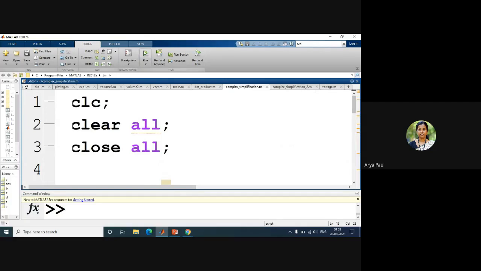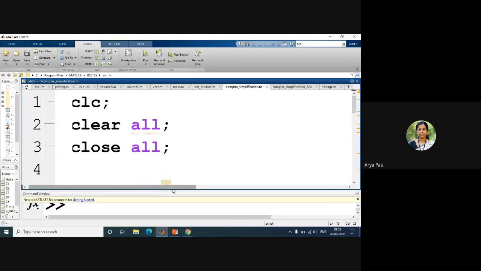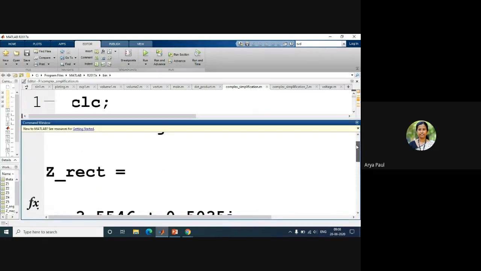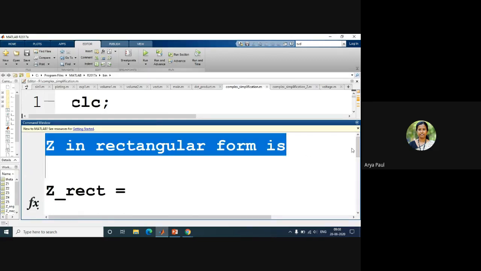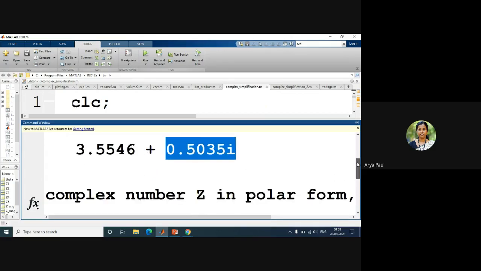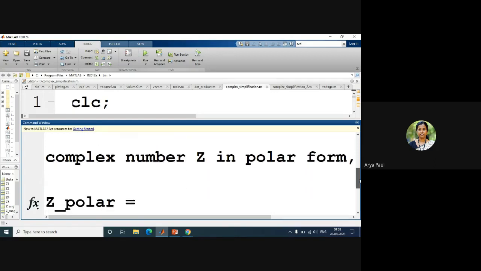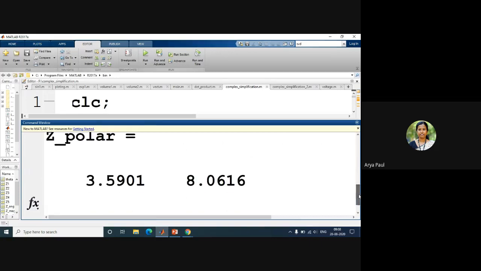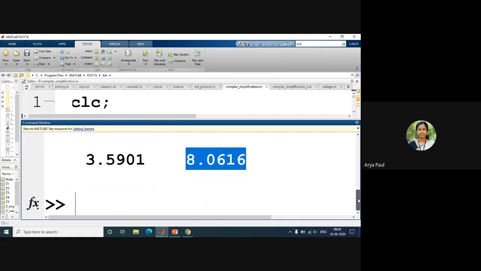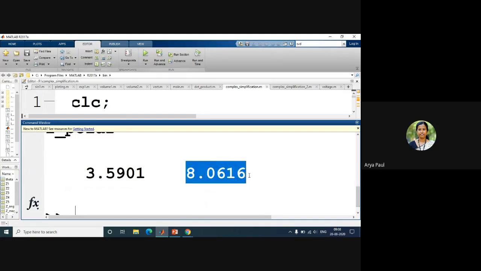Now I am going to run this. When I run this, you get the result in rectangular form as well as in polar form. In rectangular form it is 3.5546 plus 0.50j, where this is the real part and this is the imaginary part. This is in polar form: 3.59 is the magnitude part and this 8 is the angle, which we have converted into degrees.